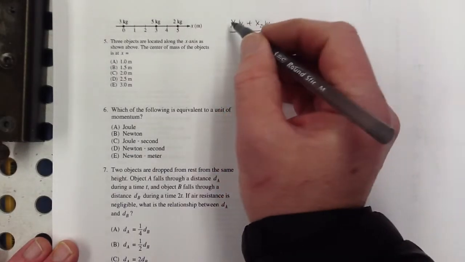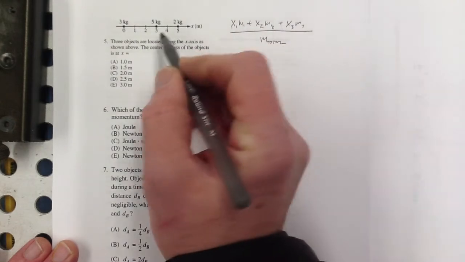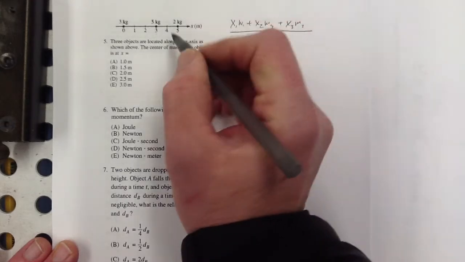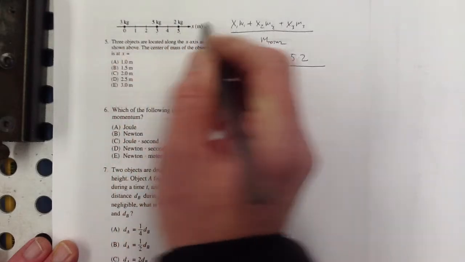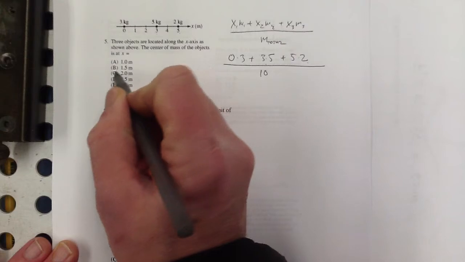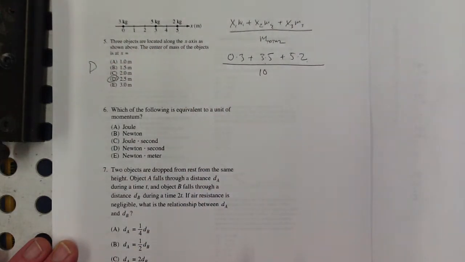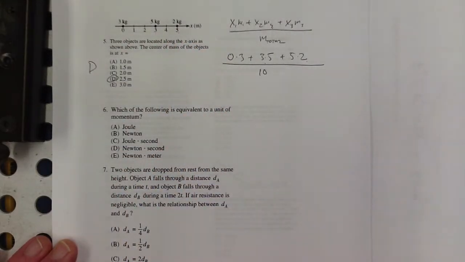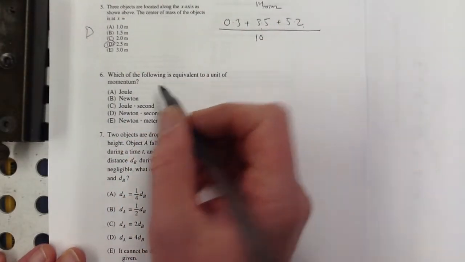So anywho, x location is 0 times 3 plus x location is 3 times the mass is 5, and then 5 times 2 all over the total mass is 10. That's 15 plus 10 is like 2.5. Right? Before it was calculator allowed, all the numbers were real easy, and they pretty much stick to that. It's calculator allowed now in the multiple choice, but you hardly need it.